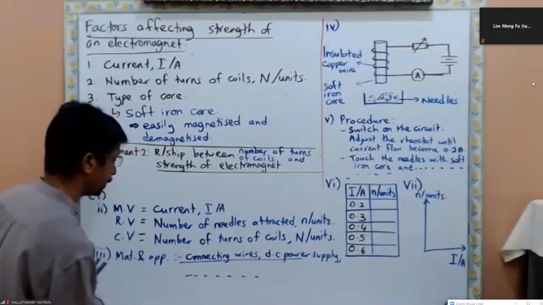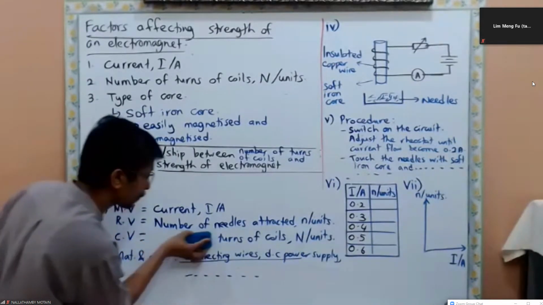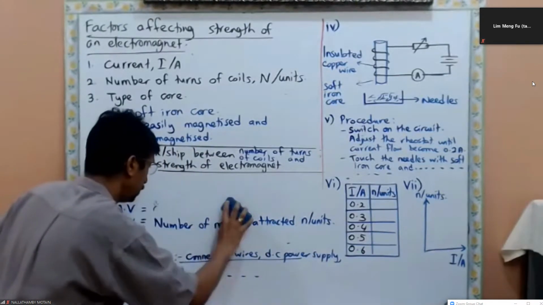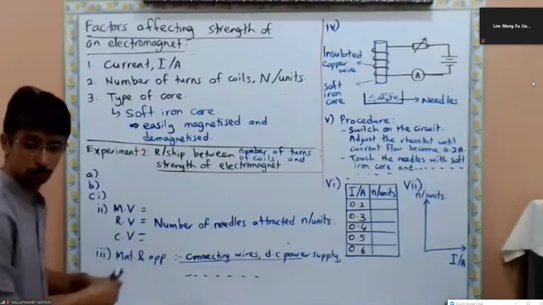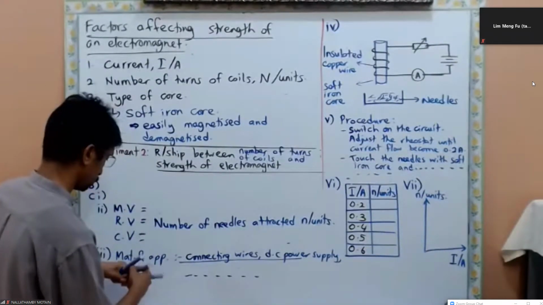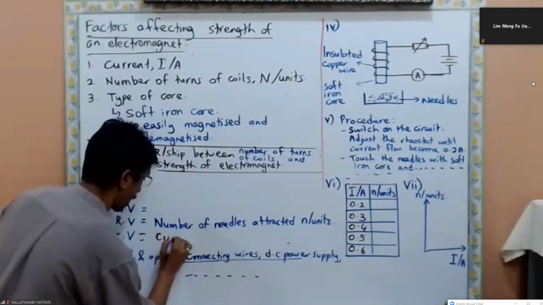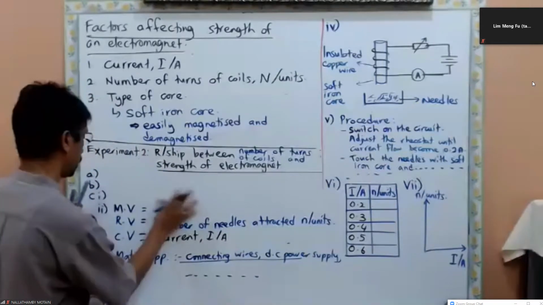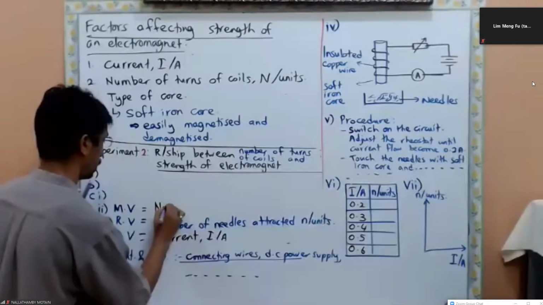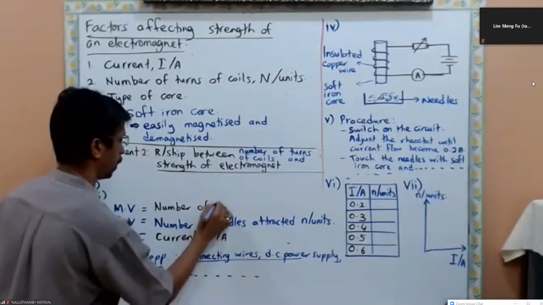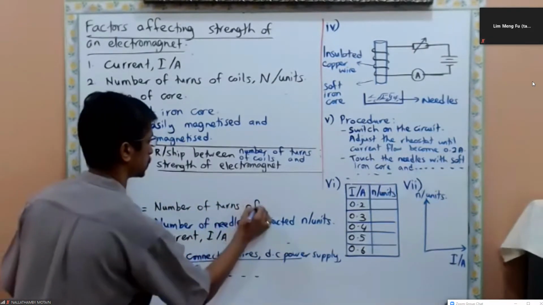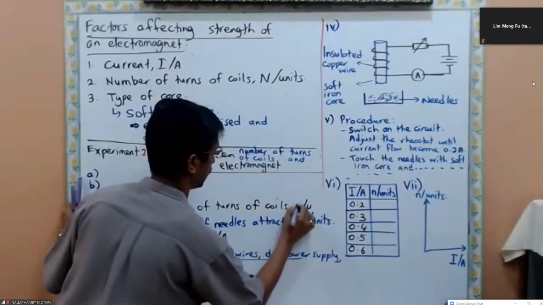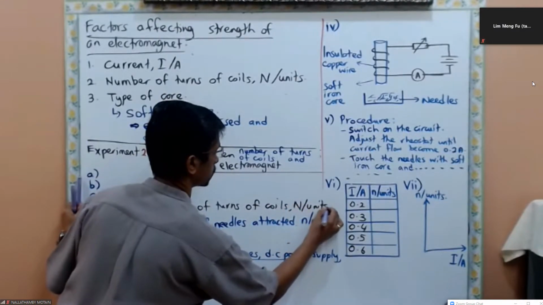Here it is very simple. Number of turns of coils, and then current, we switch. So here we write current I in ampere, and then the manipulated variable, number of turns of coils, N in capital letter, and units.